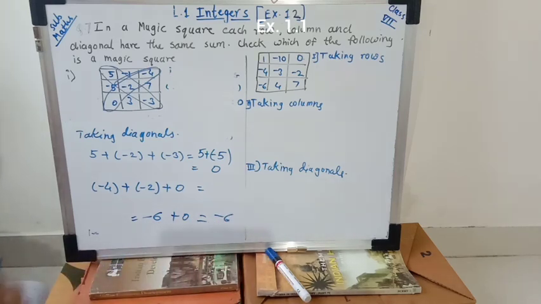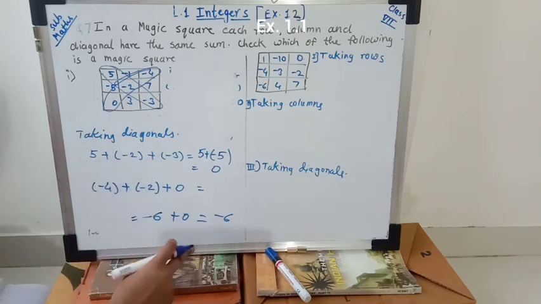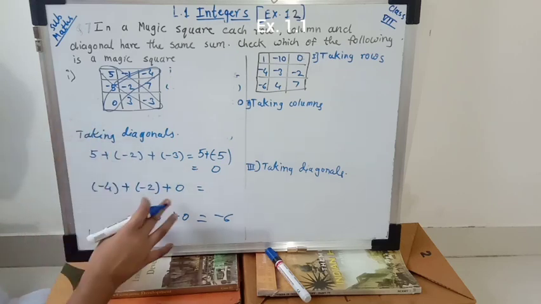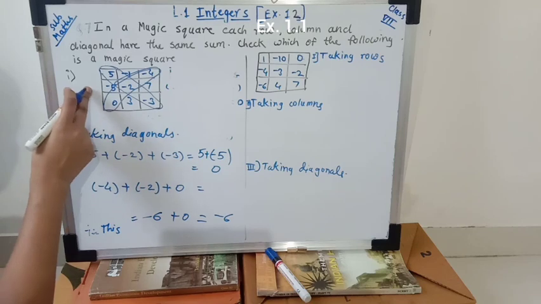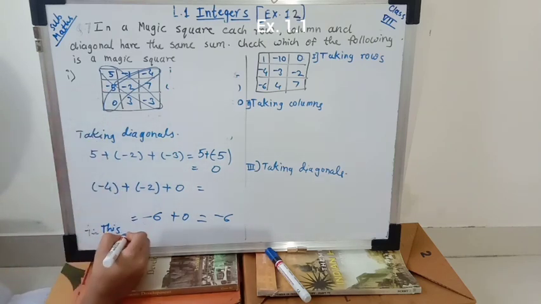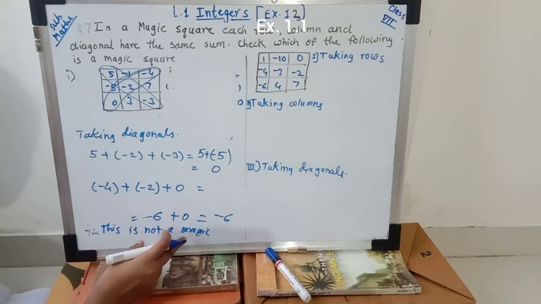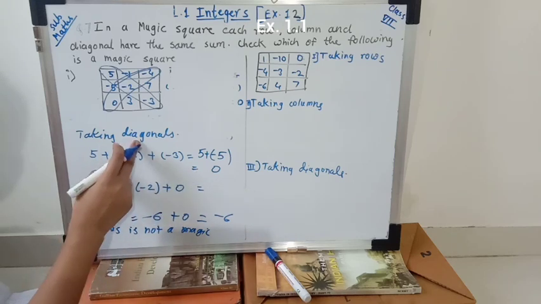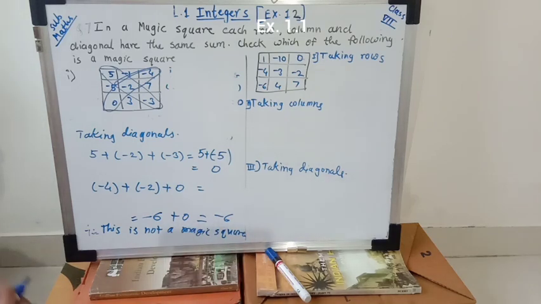So here the additions of these two diagonals are different, that's why we can't say this is a magic square. So our answer for the number 1 square is that this is not a magic square, because we didn't get the same answer where we had done the addition of the diagonal. Okay, now let's see the second square.